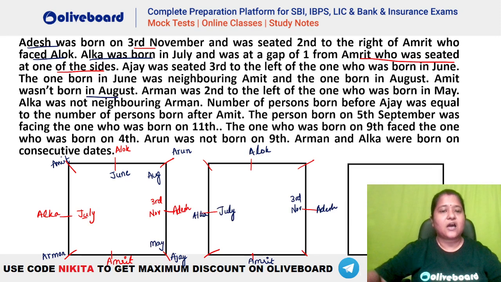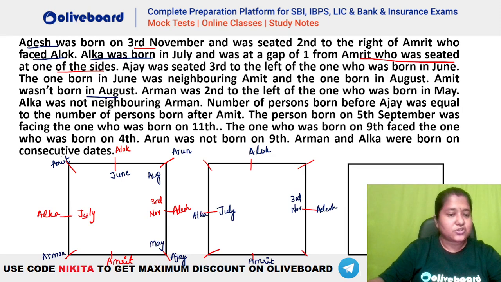Okay. So now you can see Alka is born in July at a gap of 1 from Amrit, who is seated at one of the sides. That is done. Ajay is third to the left of the one born in June. Now here we will see whether we have missed out a particular piece of information. We also know that Alka should not be a neighbor of Arman. If Alka is here, you can see Arman has to be at the rest of the 2 corners. And Arman has to be second to the left of the one who is born in May.